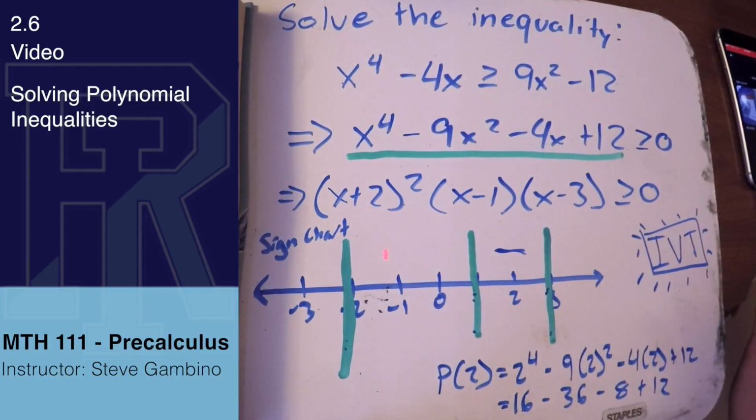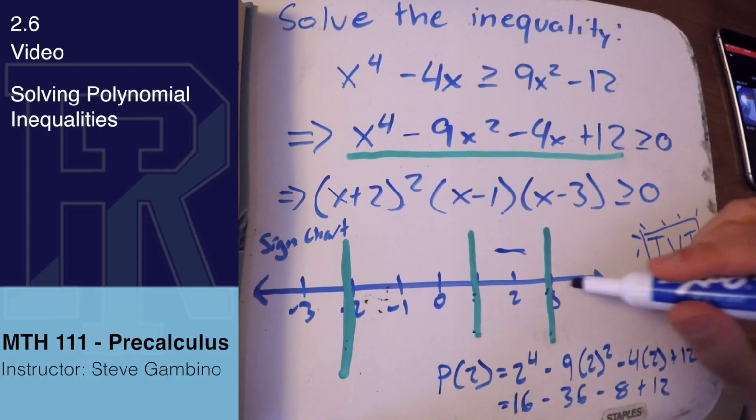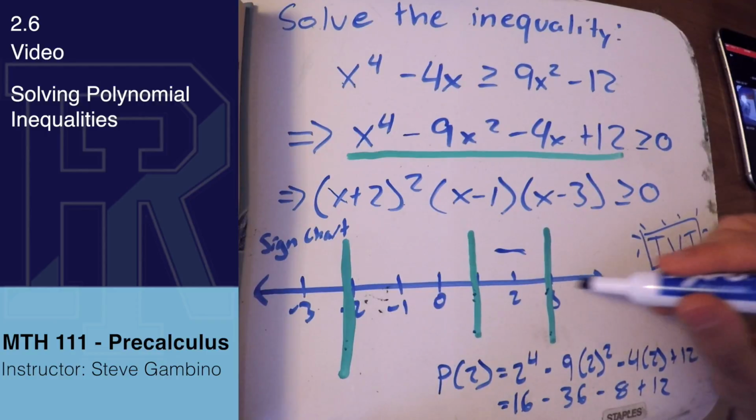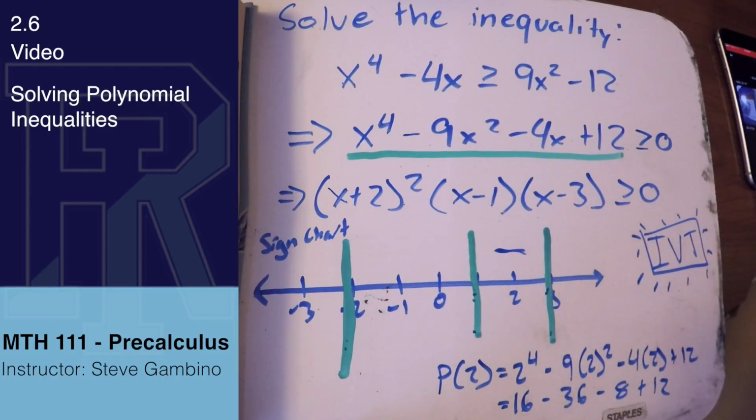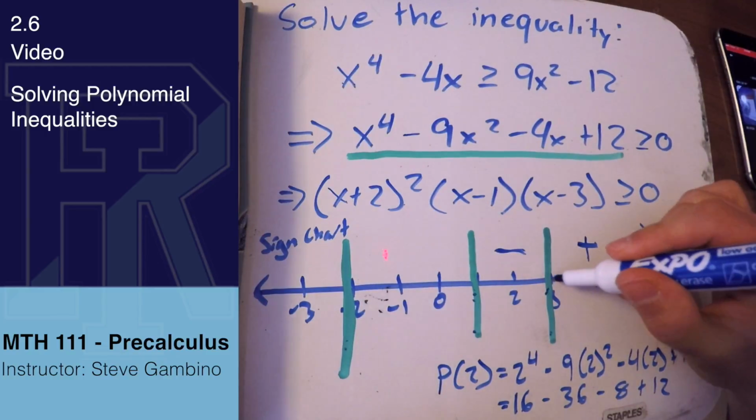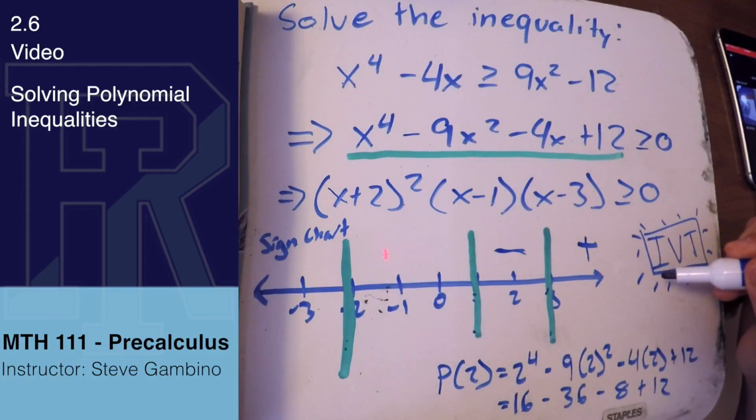And we can go ahead and check that at the other values too. If we plugged in 5, for example, that falls within this interval here, that's greater than 3. You can go ahead and try this yourself, but if you plugged in 5, you'd find that p of 5 is positive. And since p of 5 is positive, that means everything in this region is going to be positive.